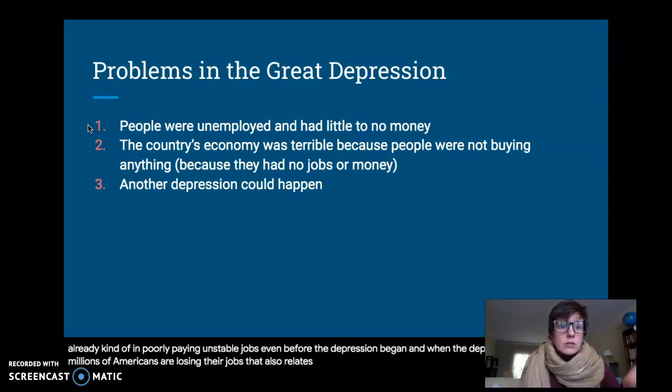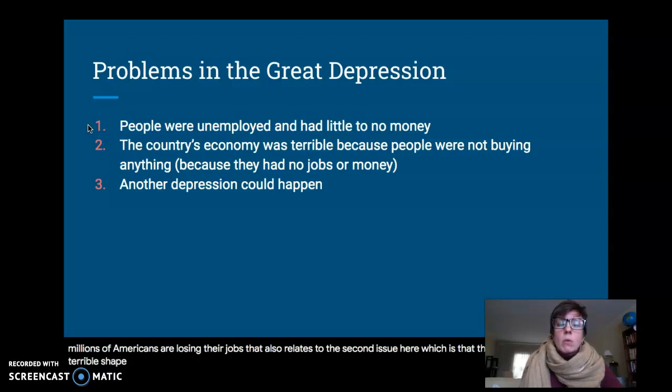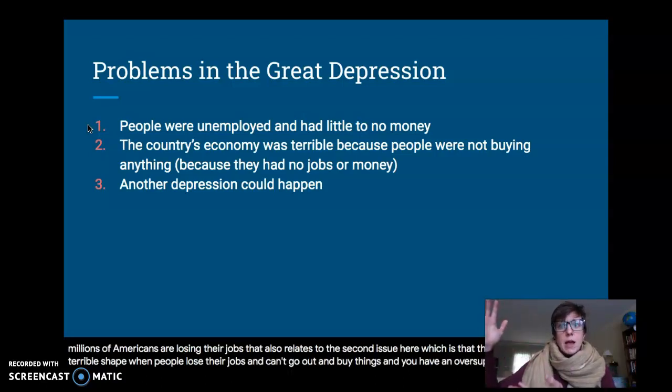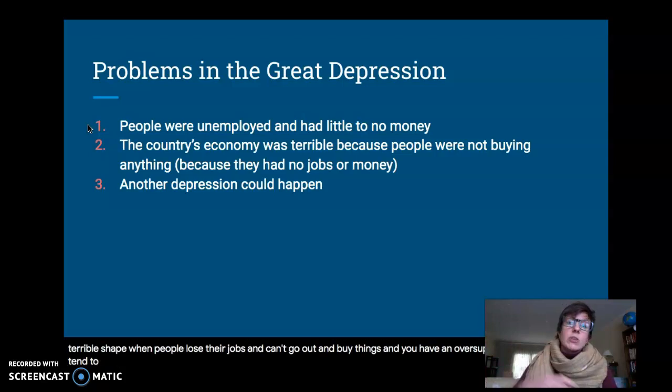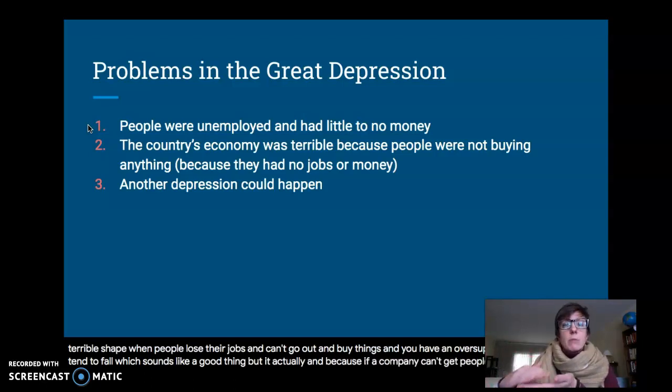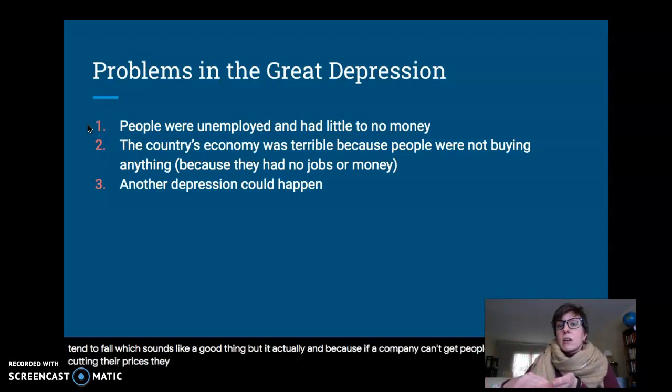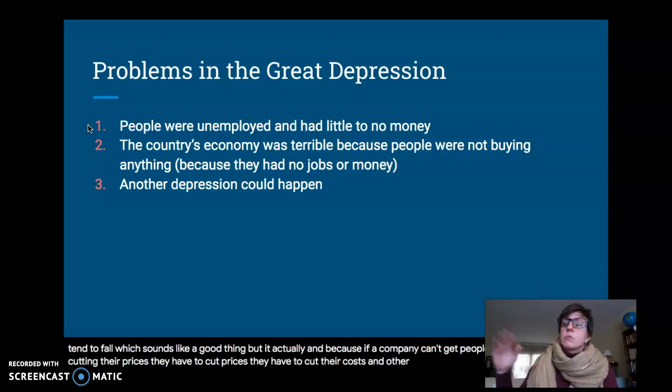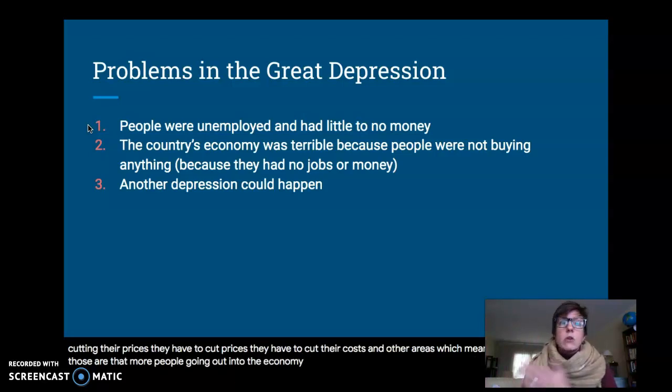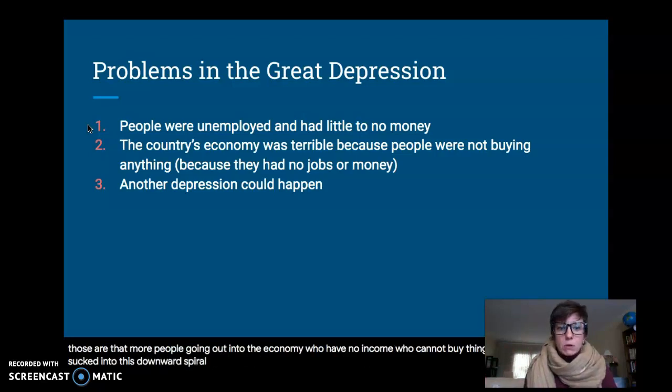That also relates to the second issue here, which is that the country's economy is in terrible shape. When people lose their jobs and can't go out and buy things, and you have an oversupply of products, the prices tend to fall, which sounds like a good thing, but it actually creates this terrible spiral of deflation. Because if a company can't get people to buy, even when they're cutting their prices, they have to cut their costs in other areas, which means laying off more workers. Those are then more people going out into the economy who have no income, who cannot buy things, and you get sucked into this downward spiral.